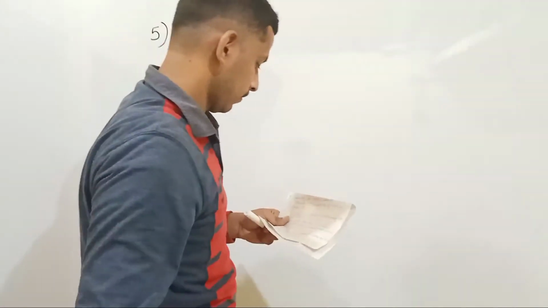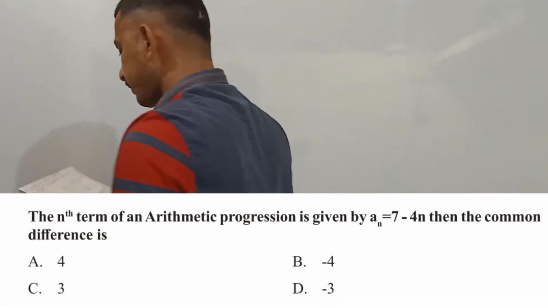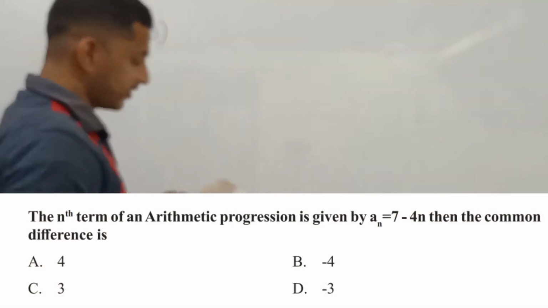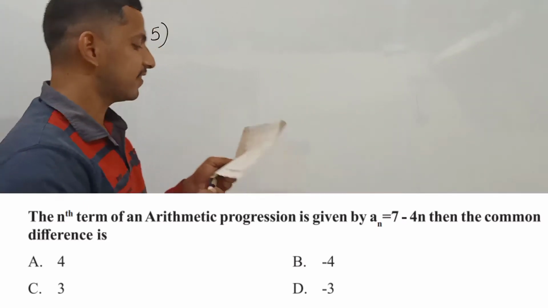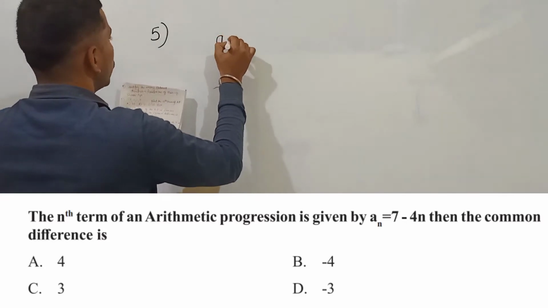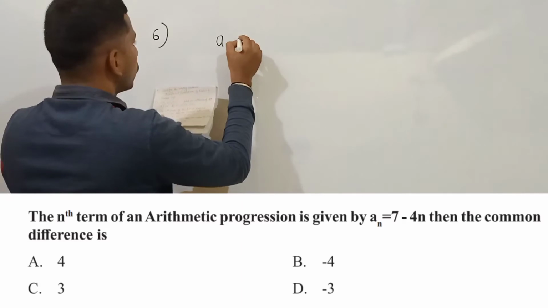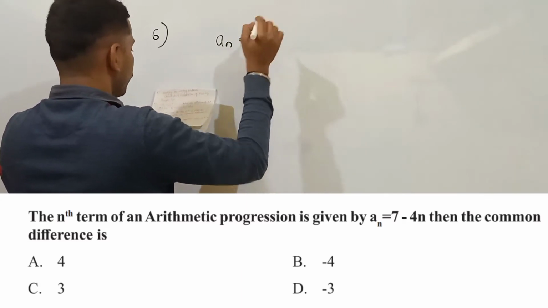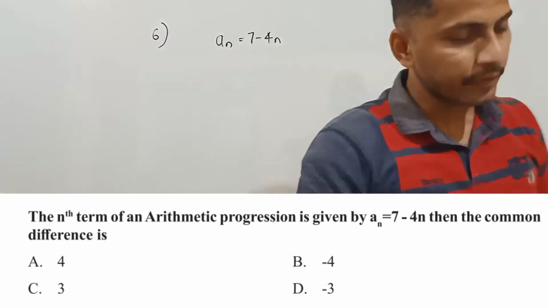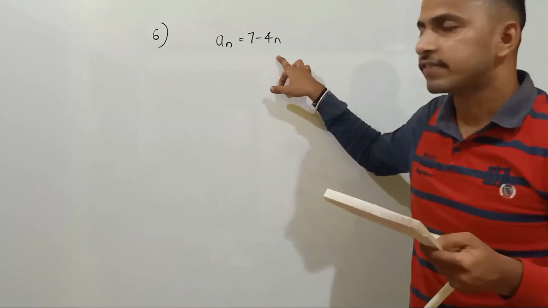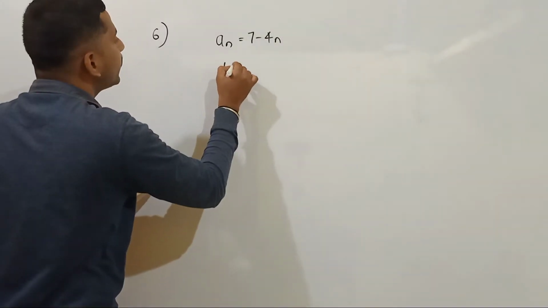The 6th question is also based on AP. Here the question is, as you can see on the screen, the nth term of the AP is given, that is a_n is equal to 7 minus 4n. Here we are given the general form of the nth term. Here we have to find the value of D, that is, we have to find the common difference.